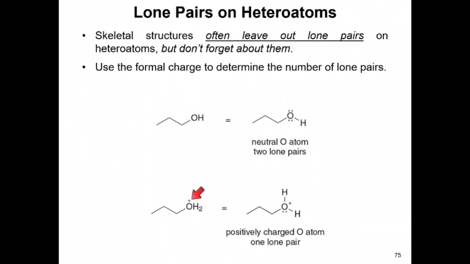Same thing over here for this charged oxygen. So this actually contains a lone pair of electrons. So you can see that this oxygen currently has 3 bonds, or 3 bonding electron pairs, and it's missing a lone pair in order for it to have a complete octet.